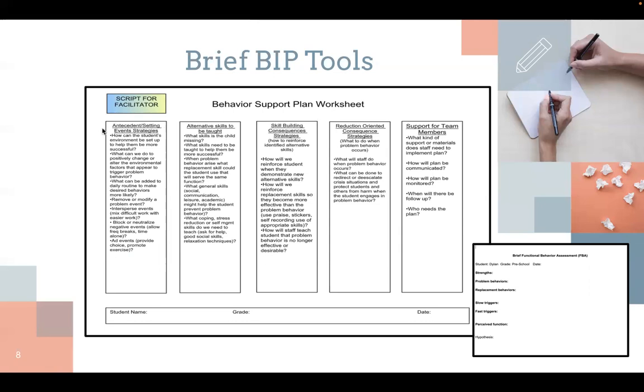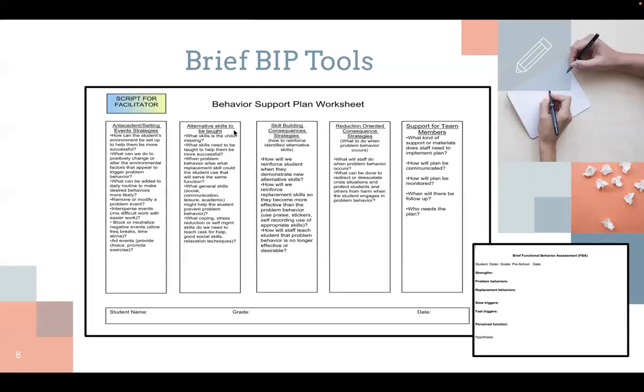So how can the student's environment be set up to help them be more successful? What can we do to positively change or alter the environmental factors that appear to be a trigger for problem behavior? What can be added to the daily routine, removed, things like that. And this is where providing choice, adding events, this is where we think about what we can do to address some of those slow triggers, okay?